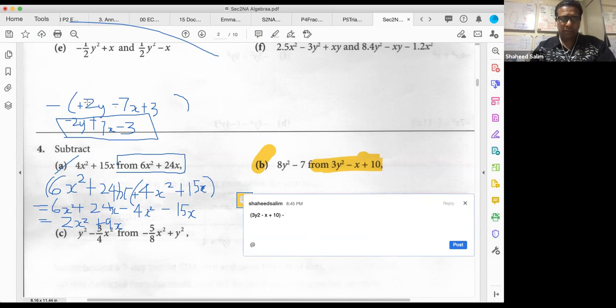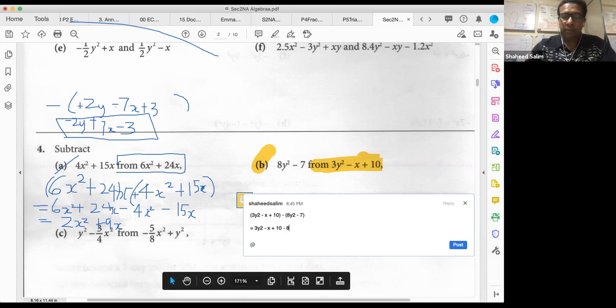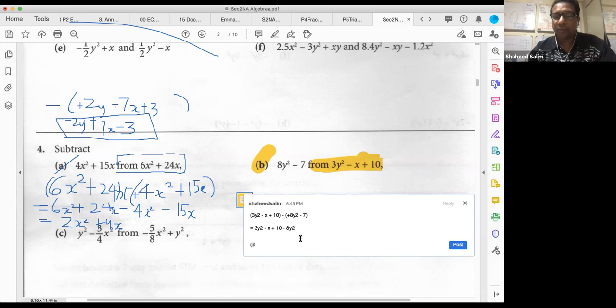The question says subtract this from here. So now I must put a minus here. I'll open a bracket. Why open a bracket? I do not want to make a mistake. What mistake? You watch. Some of you have made a mistake. So down here, if you have no sign in front or plus, you just copy everything the same. 3y squared minus x plus 10. Now down here, minus 8y squared. Why minus 8y squared? Minus and plus, this one is a plus in front. We don't write the plus. Minus plus give you minus. Next one, minus and minus give you plus.